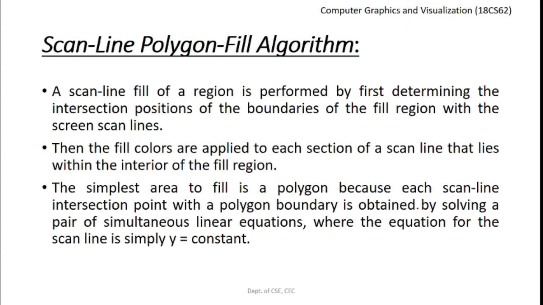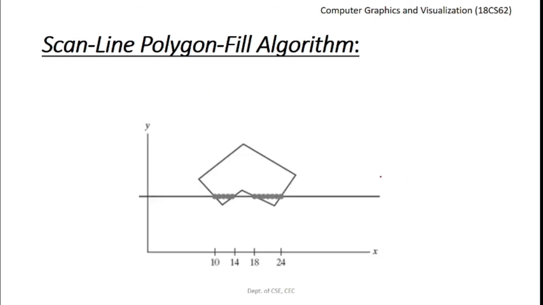Now let us try to understand the scanline polygon fill algorithm. The scanline fill of a region is performed by first specifying the intersection positions of the boundaries of the fill region with the screen scanlines. The first step in this scanline polygon fill algorithm is determining the intersection positions of the boundary of the fill region with the screen scanlines. Let us look at one example. This is the polygon that we have here. For this polygon, we need to first determine the intersection of a scanline with the polygon edges. That is the first step.